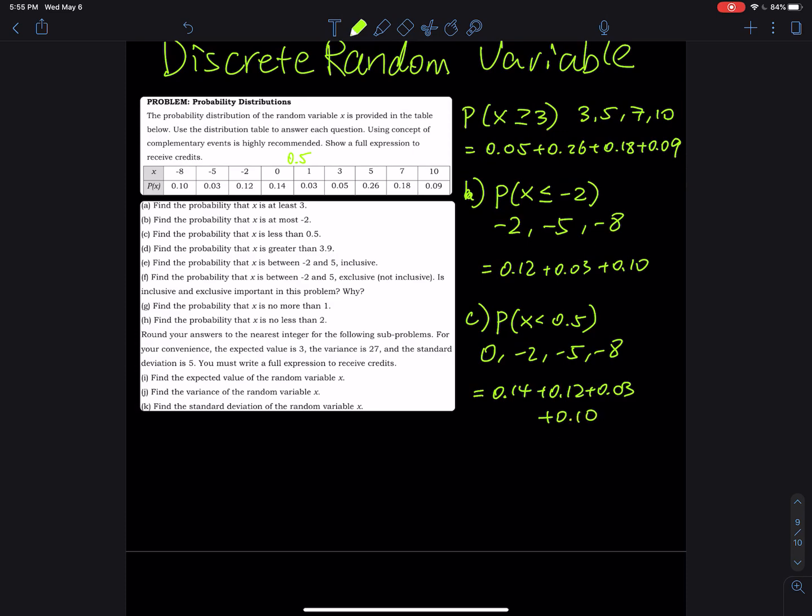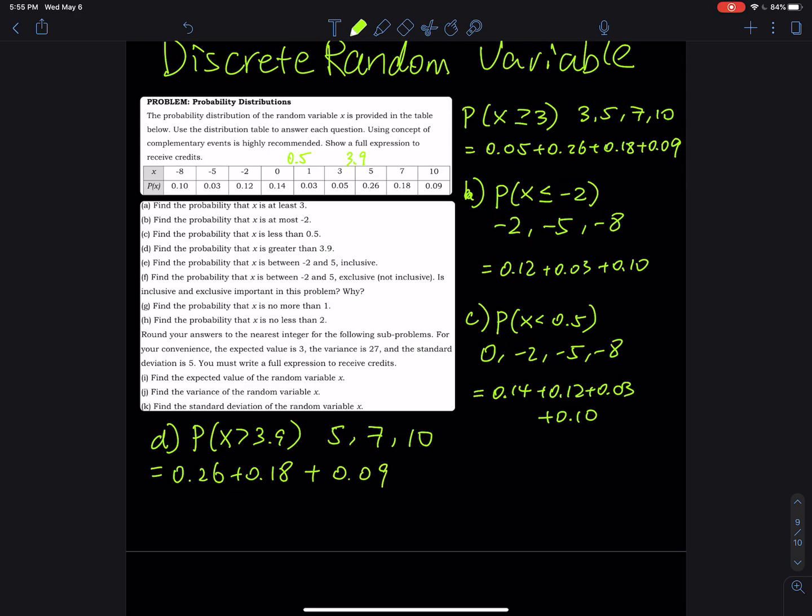And then D is greater than 3.9. So X greater than 3.9. 3.9 is right there. So we have 5 greater than 3.9, 7 greater than 3.9, and 10 greater than 3.9. There is no 3.9 in the table because every time you do this experiment, it is impossible to get 3.9. So that is 0.26, 0.18, 0.09. So that is the answer to D.